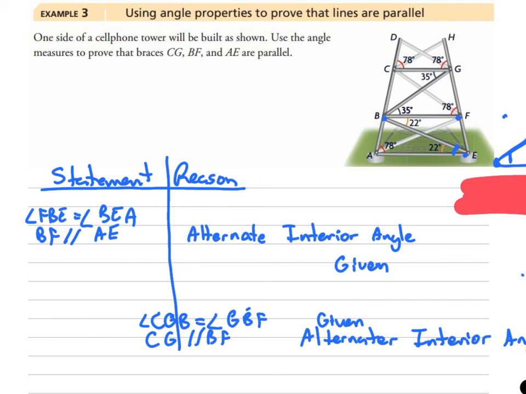So if that's all true, then we said that this is parallel to that line, and we said that this line is parallel to this line. So if the bottom and the middle line are parallel, and the top and the middle are parallel, then all three are parallel. And that is what we were asked to prove.